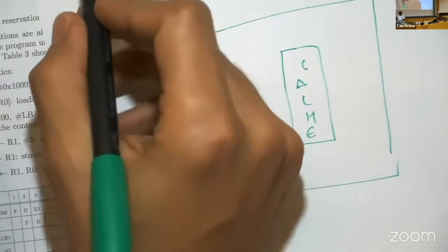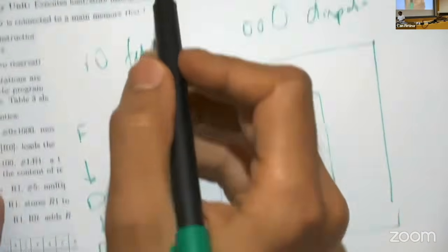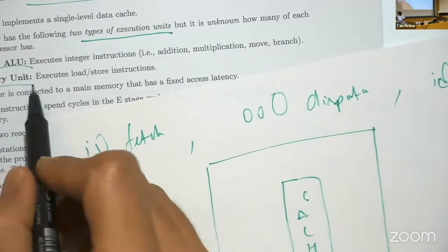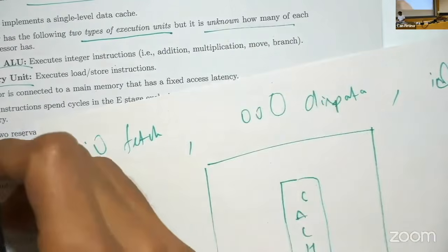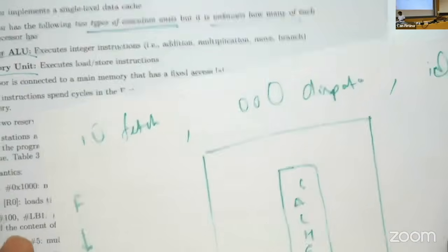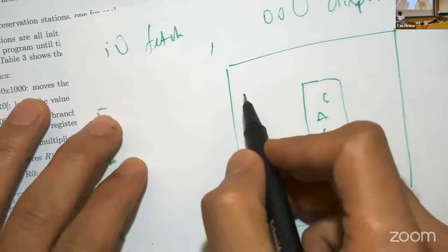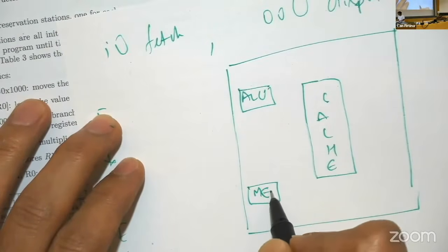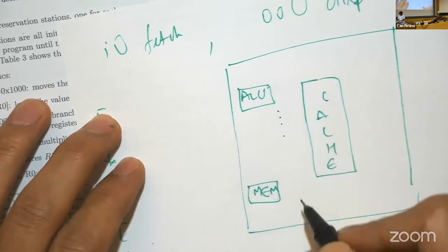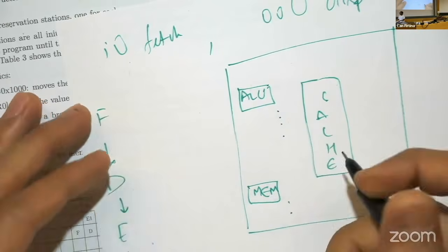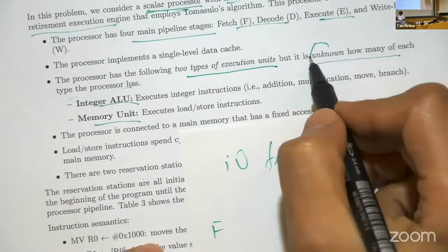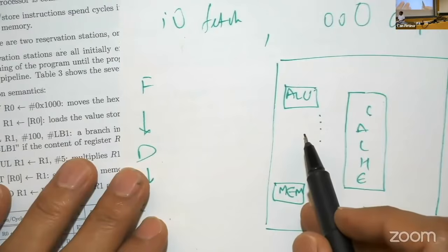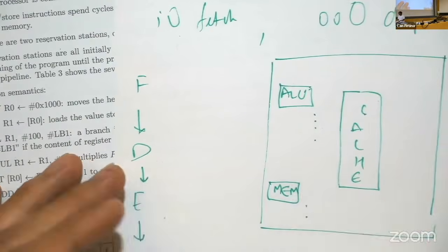Up next, the processor has the following 2 types of execution units. It has an ALU and it has a memory unit, but we do not know how many of these units the processor has. All right, now let's draw these on our diagram. You have the ALU right here, and you have the memory unit right here. Notice that I left this space because the question explicitly mentions we do not know how many of these units are there, right? So there's still scope to expand it in our mental image.